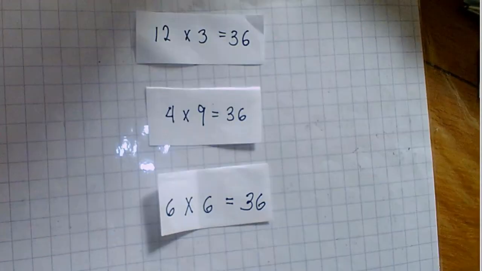Now we have 3 shapes which have the same area of 36 square units. So the dimensions are 12 by 3, 4 by 9, and 6 by 6.